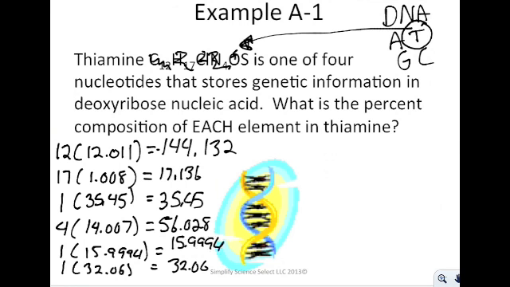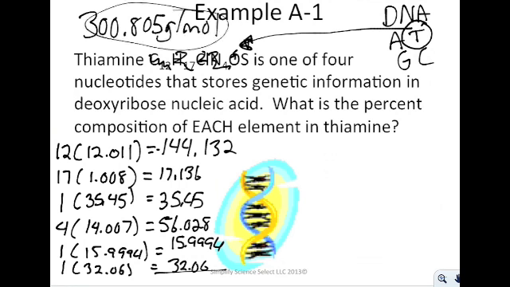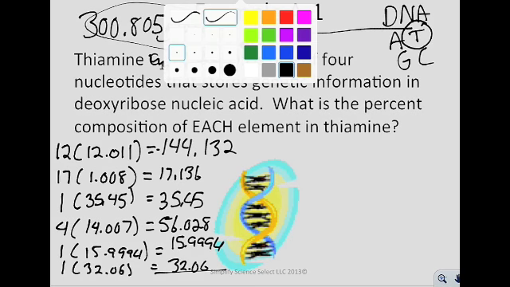Now, when you take all of these things and add them together, you're going to get the atomic mass of thiamine. And the atomic mass of thiamine, when you add all those things together, is 300.805 grams per mole. That's where that 300 number came from. So now you've got this 300.805 number. What that represents is the total mass of the molecule.